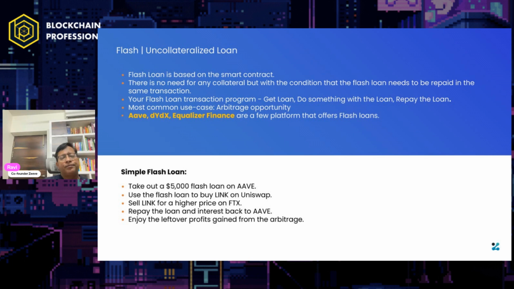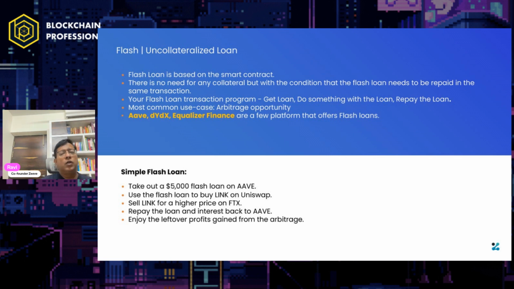Let's say there are two dexes. On one dex, a token is being traded at $10, and on another dex the same token is trading at $11. So there's an opportunity of $1. You can buy from dex A at $10, sell it on dex B, and earn that 10% arbitrage opportunity, or 5%. Sometimes the arbitrage opportunity may be small, just 1%, 2%.